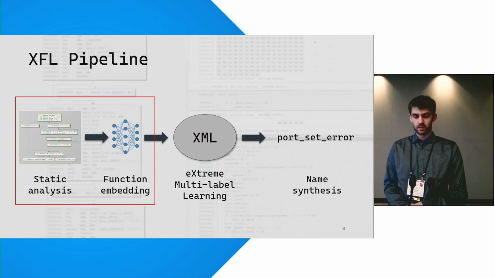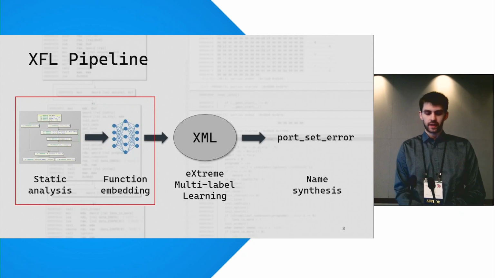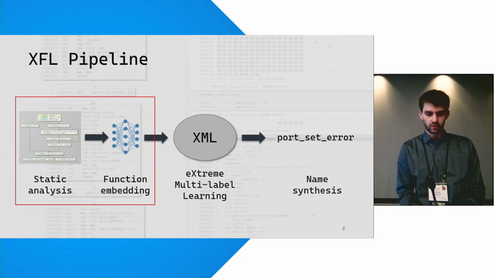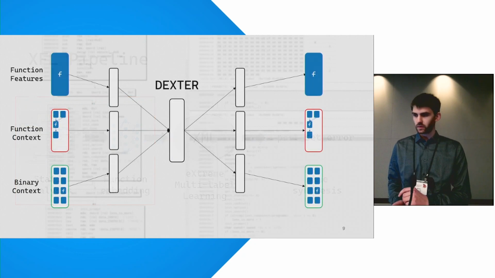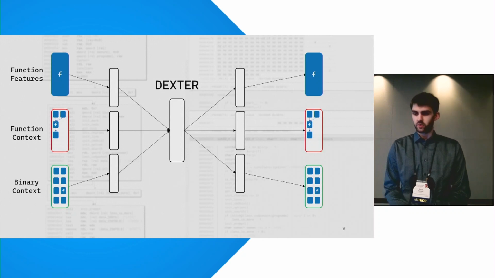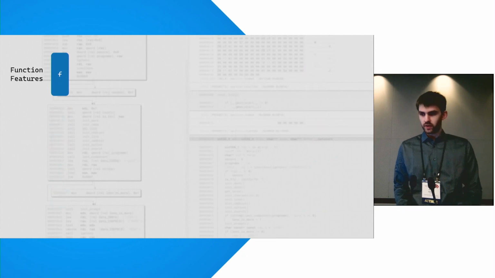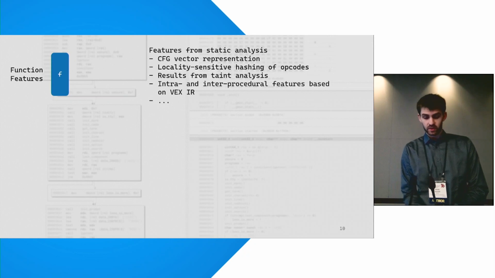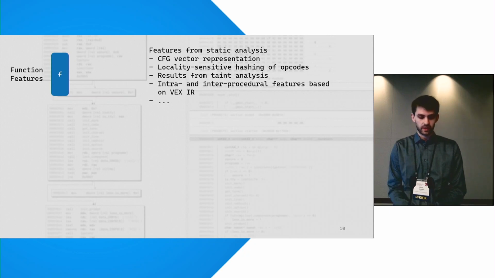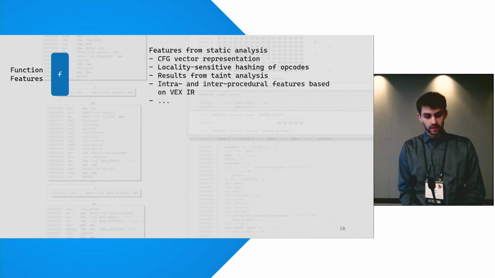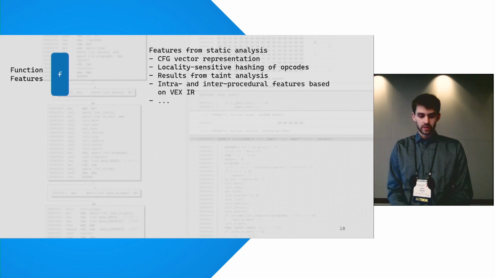So now let's take a look at our new function embedding Dexter. We go against the trend in deep learning, which tries to do mostly end-to-end learning with as little preprocessing as possible. But here we are emphasizing manual feature engineering and a heavy use of static analysis. Dexter consists of three parts: a function feature vector, the function context, and the binary context vector. The function feature vector is created from static analysis and contains, and is not limited to, a vector representation of the control flow graph, locality-sensitive hashing of opcodes, results from a lightweight taint analysis taken from punstrip, and also inter- and intra-procedural features based on the VEX intermediate representation.